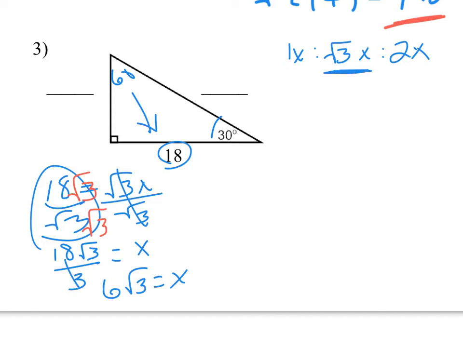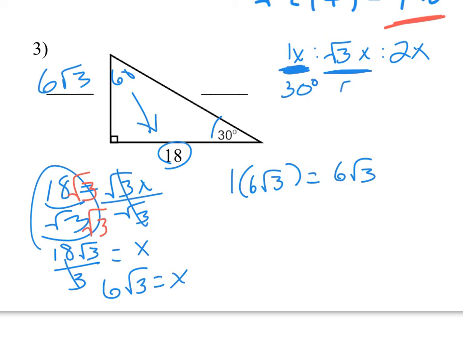So if I get 6 radical 3 for x, then I can plug it into this one. 1 times 6 radical 3 is equal to the side opposite the 30, so that's just 6 radical 3. I mean the 30. So remember, this one is the side opposite the 30 degrees, 60 degrees, and then 90 degrees.